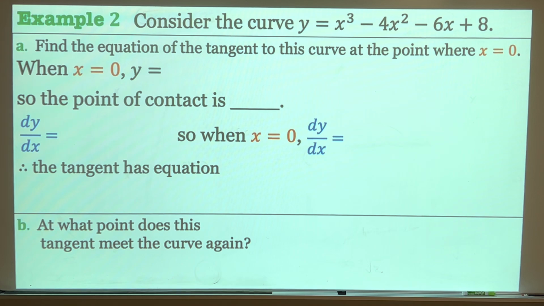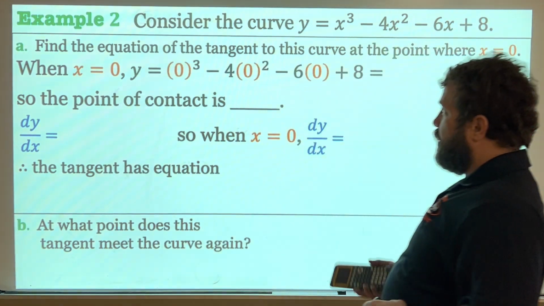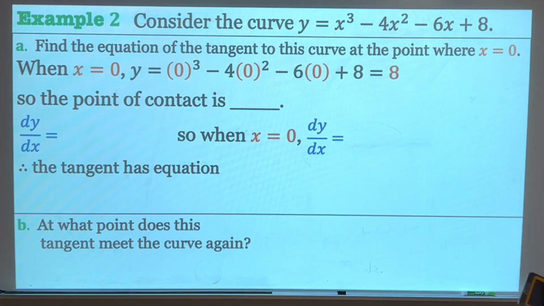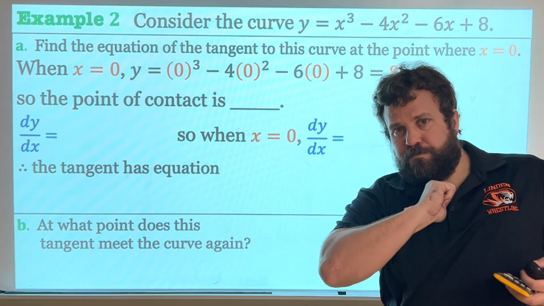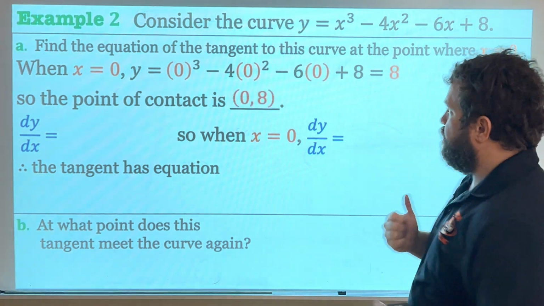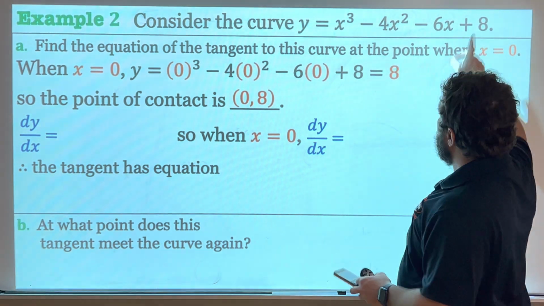All right, this is interesting. So when x equals 0, what does y equal? Plug in your 0 for that, and you get y equals 8. The point of contact, therefore, is (0, 8). All right, not bad. Just like we did before, still easy.